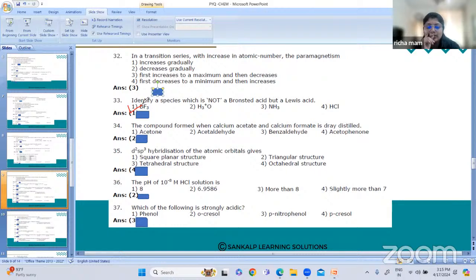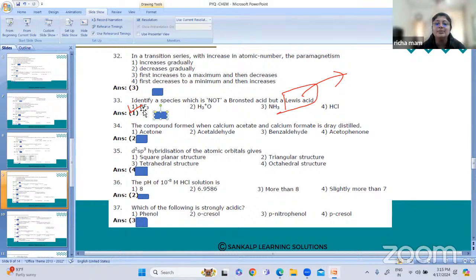So boron trifluoride, we know that it is an electron deficient compound, right? So it can accept a pair of electrons. What is a Lewis acid? It accepts a pair of electrons, right? So BF3 is electron deficient, and it will accept a pair of electrons, so it is a Lewis acid.